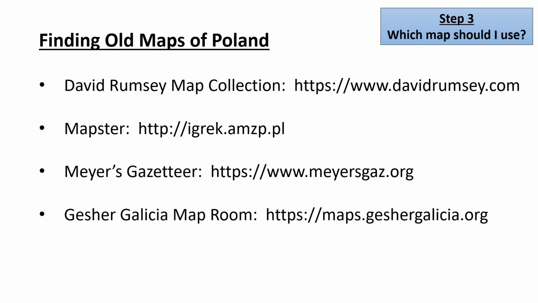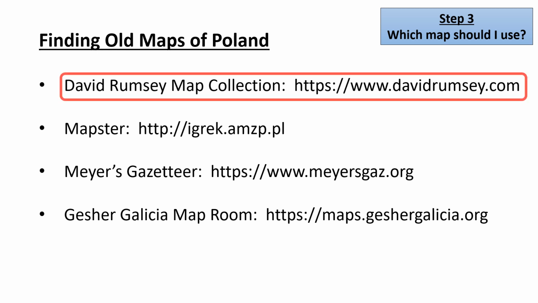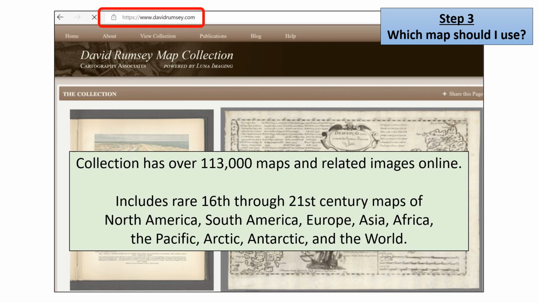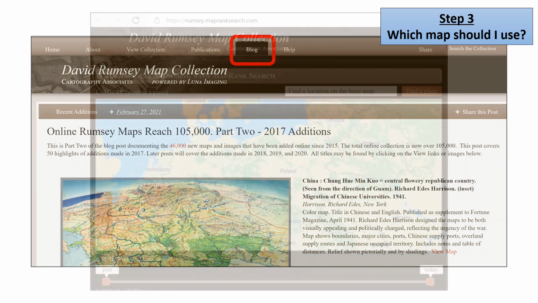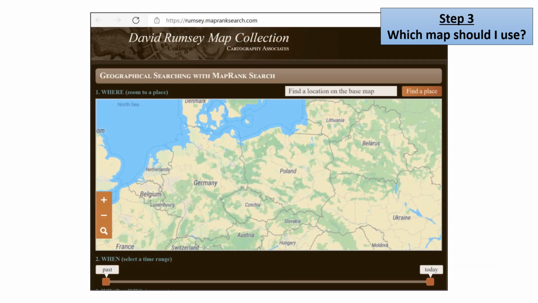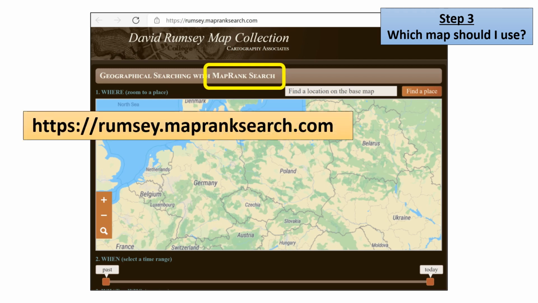For this first case study, we will be using the David Rumsey map collection. The David Rumsey collection has over 113,000 maps online from all over the world, spanning the 16th through the 21st centuries. This is a very valuable source for old maps, and if you will be using old maps to learn more about your ancestors, it is worth a few minutes of your time to check out their blog page. Here we will be using the collection's MapRank search page, so you might want to navigate over there before continuing.